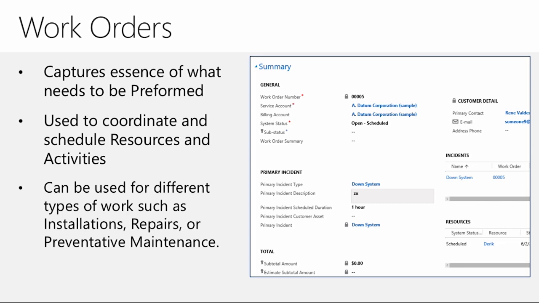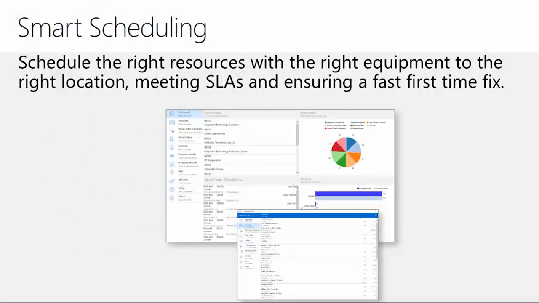The nice thing about work orders is you can set up different types of work order types within Dynamics 365 for field service. That might include things like installs, repairs, preventive maintenance. You can really define what these different work order types are based upon your organization and what specifically your organization does. And the other thing that you can do is field service takes advantage of what's called smart scheduling, where you can actually schedule the appropriate resource with the appropriate equipment to make sure that you're meeting anything that you might have from an SLA perspective.